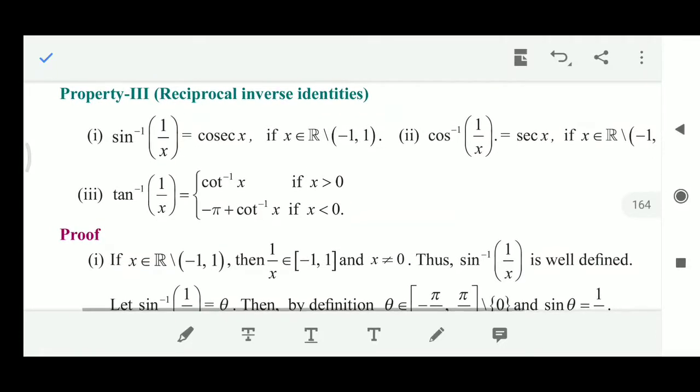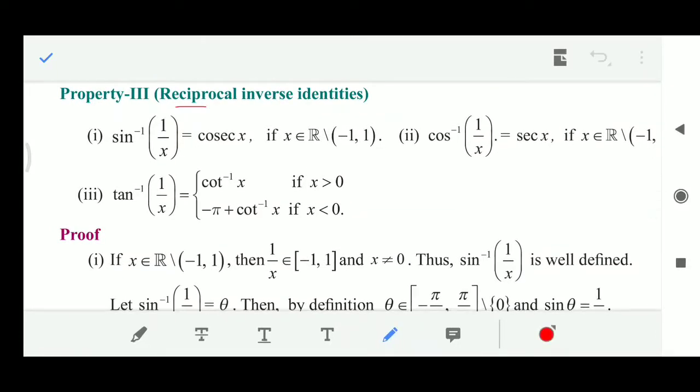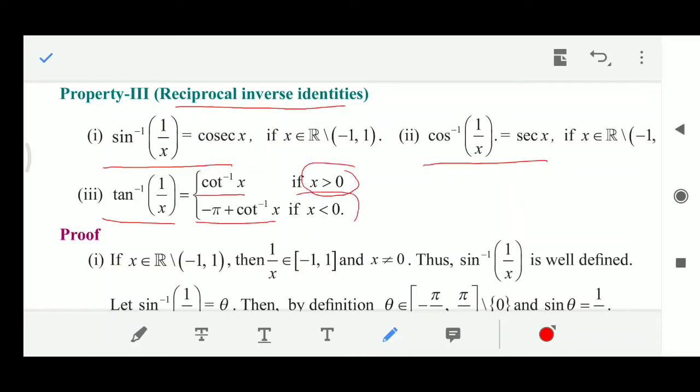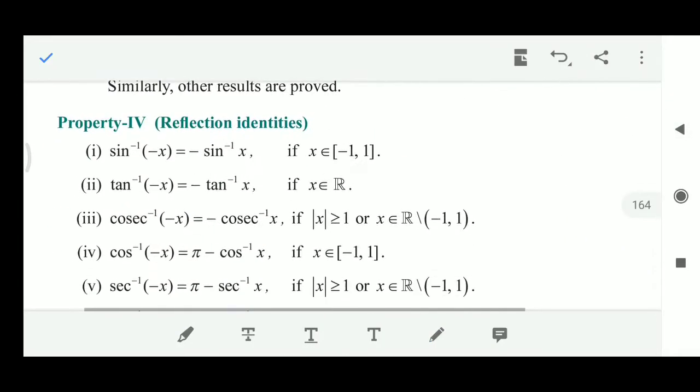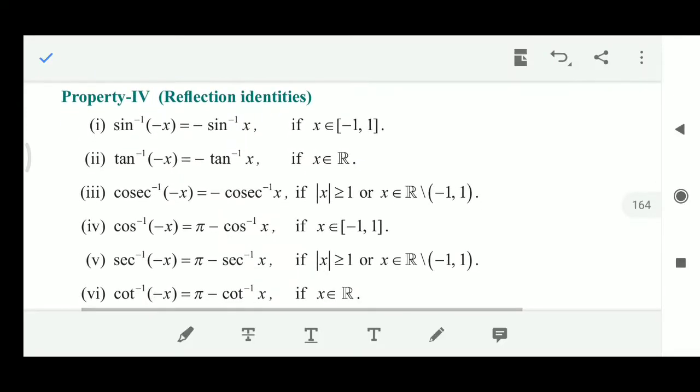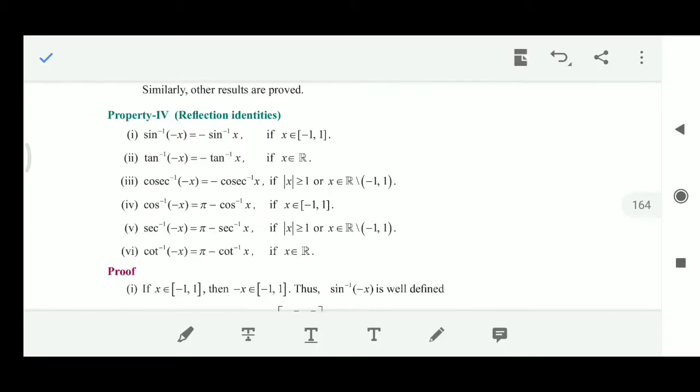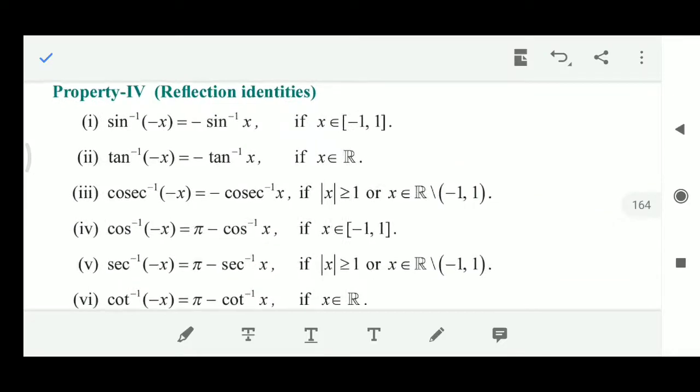Then the third property, reciprocal inverse identities. Here sin inverse of 1 by x is equal to cosecant inverse x, because sine and cosecant are reciprocal. Like that cos inverse of 1 by x can be written as secant inverse x. Tan inverse of 1 by x can be written in two ways. Cot inverse of x, where x is greater than 0 or less than 0, you have to write pi minus cot inverse of x. The fourth one is the reflection identities.